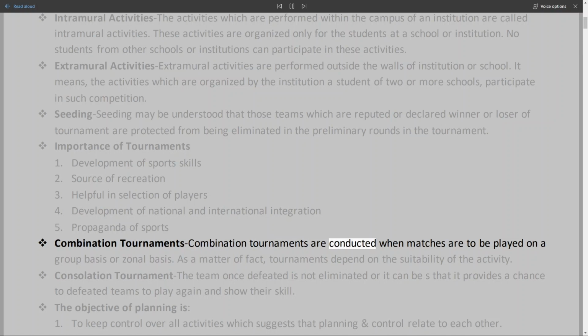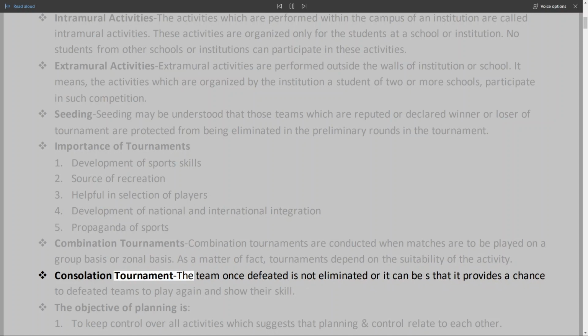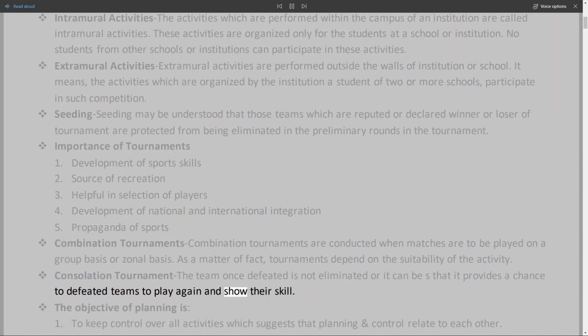Combination tournaments are conducted when matches are to be played on a group basis or zonal basis. As a matter of fact, tournaments depend on the suitability of the activity. Consolation tournament: the team once defeated is not eliminated, as it provides a chance to defeated teams to play again and show their skill.